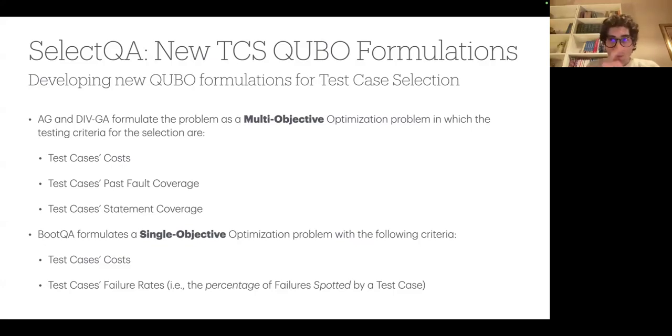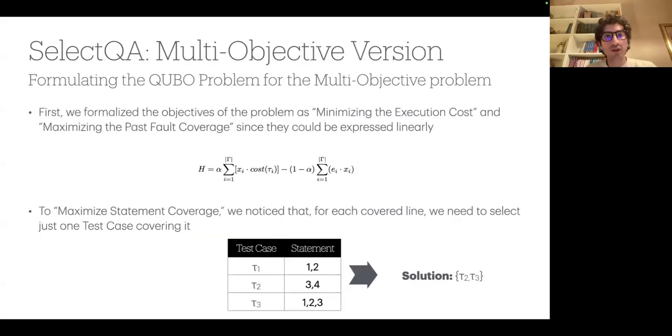So to make a fair comparison between SELECTQA and the traditional state-of-the-art, and SELECTQA and BootQA, we decided to develop two different versions of SELECTQA. The first version is a multi-objective version of SELECTQA. That is the one that we compared with the traditional state-of-the-art. In particular, we decided to build our QUBO problem by starting from a linear optimization problem with quadratic constraint and translating it into a QUBO model, a quadratic unconstrained binary optimization problem.